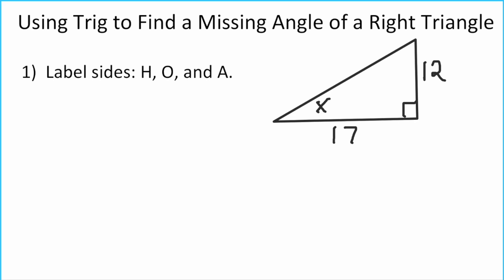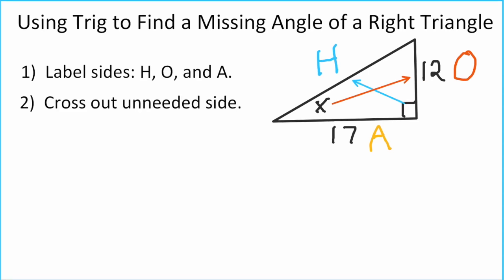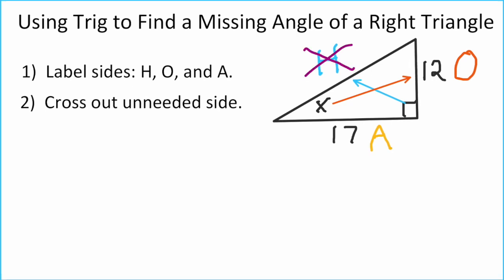If you are unsure how to do this, you need to watch my Intro to Trig video. Alright, there's our hypotenuse. Across from the x is our opposite side, leaving us our adjacent side on the bottom with the 17. Alright, second step, that just makes it a little easier to understand which trig function we're going to use. You can cross out the unneeded side. In this case, that would be our hypotenuse.